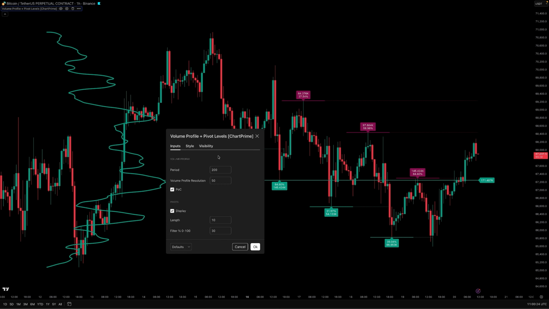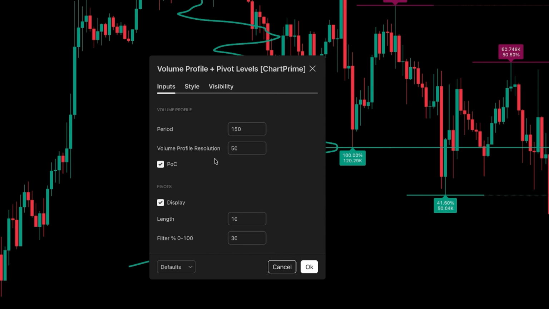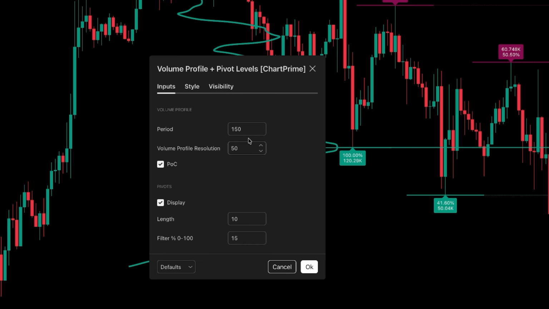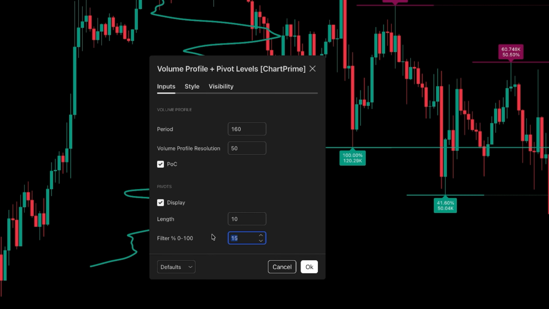Cryptocurrencies, here it's faster and more chaotic. Set the period to 150 to 200 and lower the filter threshold to 15 to 20% since crypto volume is spread across many exchanges. Stocks, for swing trading by days, you can set it to 250 to 300. For intraday, 160. The standard filter threshold is 20%.